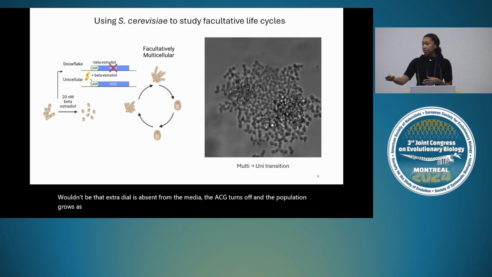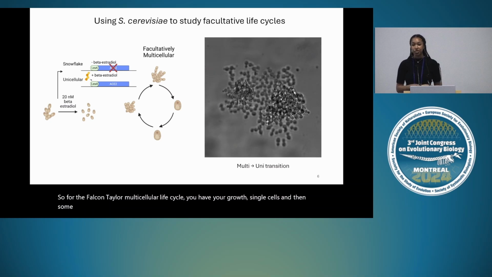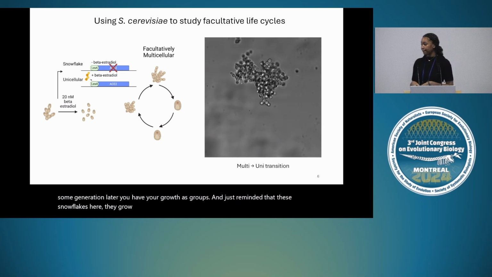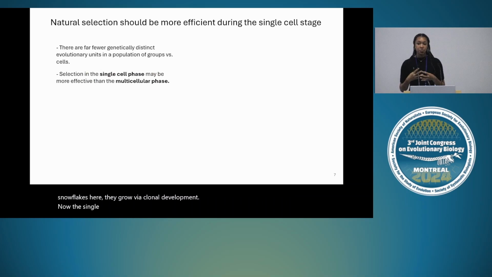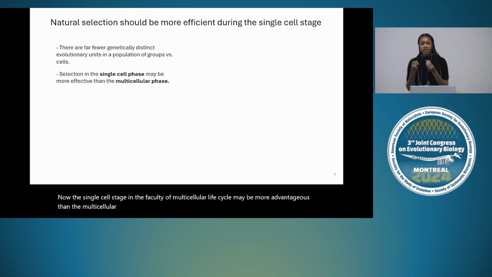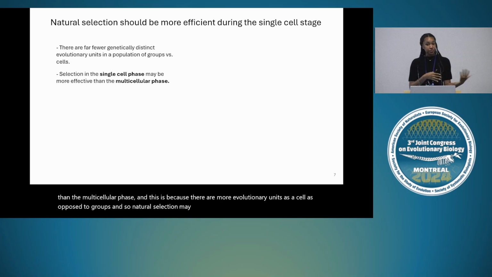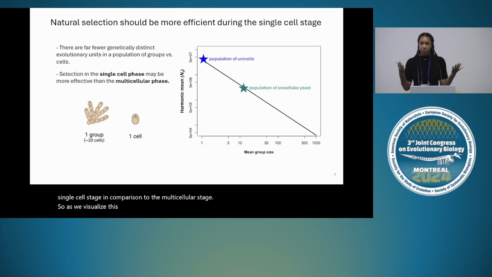And so for the facultative multicellular life cycle, you have your growth as single cells, and then some generation later, you have your growth as groups. And just a reminder that these snowflakes here, they grow via clonal development. Now, the single cell stage in the facultative multicellular life cycle may be more advantageous than the multicellular phase. And this is because there are more evolutionary units as a cell as opposed to groups. And so natural selection may be able to act more efficiently during the single cell stage in comparison to the multicellular stage.